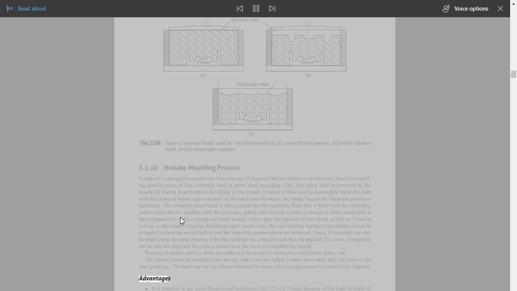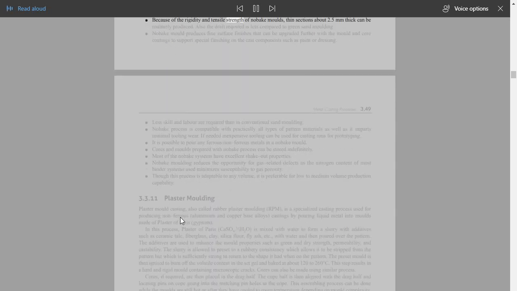Advantages. It is possible to get good dimensional tolerances, plus or minus 0.125 to 0.375 mm, because of the high strength of the mold. No-bake mold can withstand the metallostatic pressure exerted by the molten metal during casting. Because of the rigidity and tensile strength of no-bake molds, thin sections about 2.5 mm thick can be routinely produced. Also, the draft required is less compared to green sand molding.